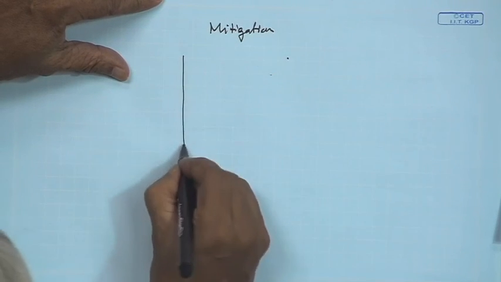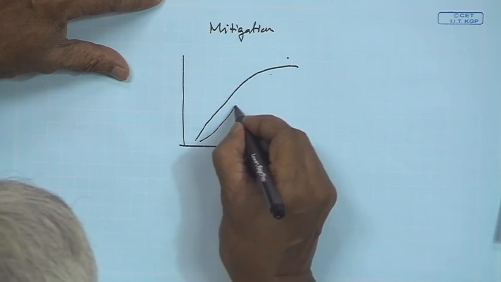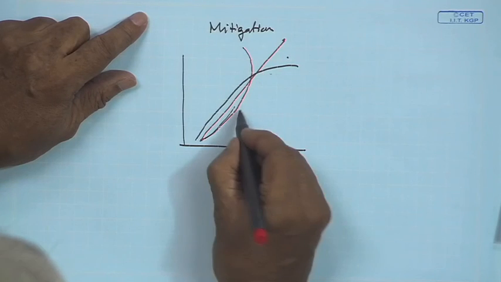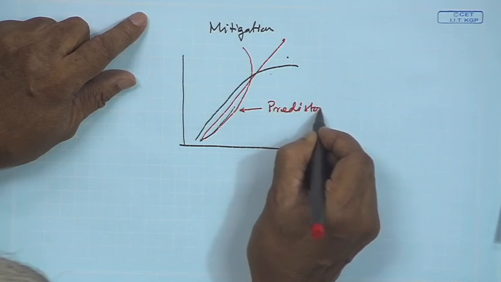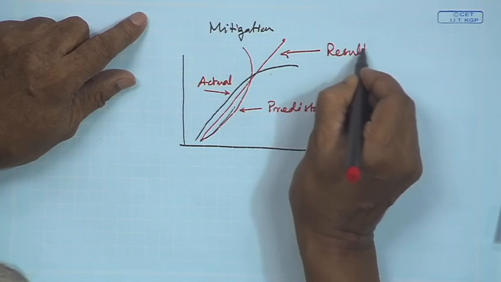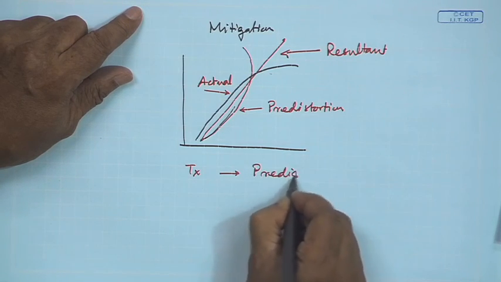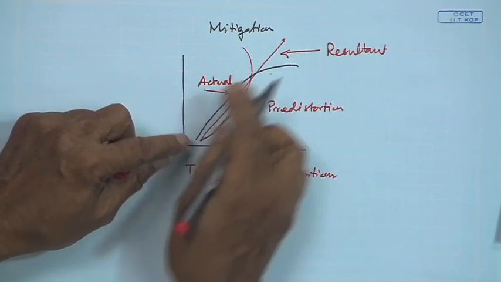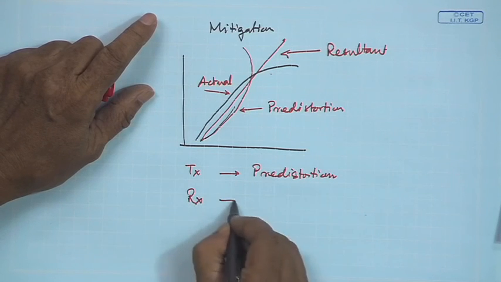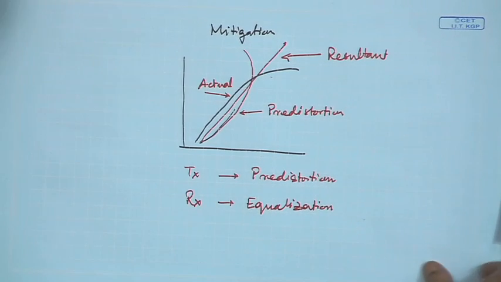Now, one quick thing is the mitigation, which is very simple. If you have a nonlinearity like this, you pre-distort the signal like this, so effectively you get a linear region. This is the pre-distortion, this is the actual, and this is the resultant. At the transmit side, it is done by pre-distortion of the signal, so that when it passes through the actual nonlinearity, which is the opposite way, you get a resultant linear. And on the receive side, it is done by equalization. This is a very brief idea of the mitigation of the nonlinear system.